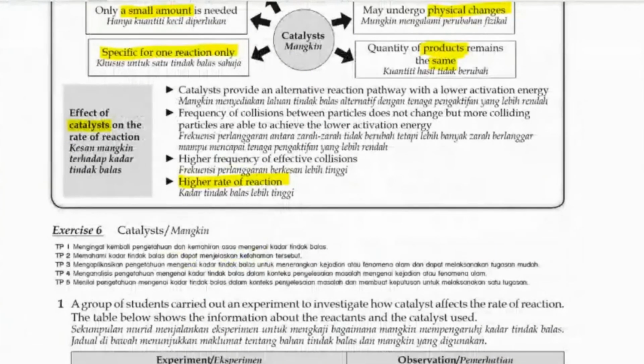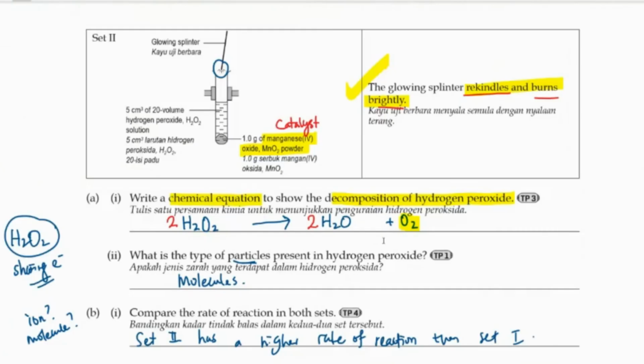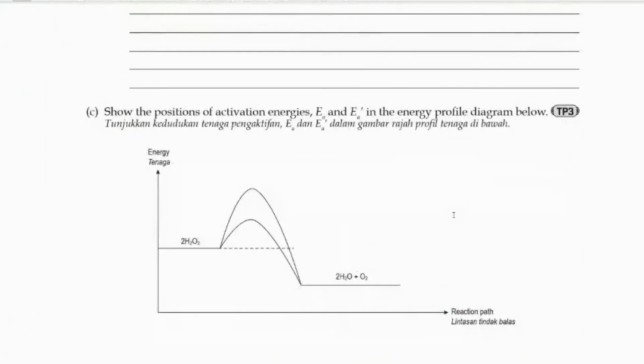Catalyst provides an alternative pathway with a lower activation energy. So the catalyst will lower the activation energy. What does it mean here? Refer to these diagrams. This one is called the energy profile diagram. Initially, when hydrogen peroxide decomposes, it will form water and oxygen gas.